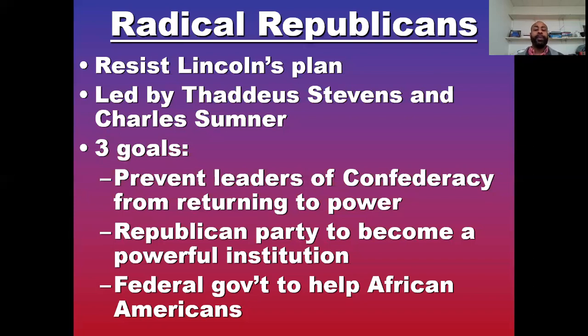Number 2, the Republican Party is to become a powerful institution like it is now. The Republican Party will dominate politics. We're going to do it the Republican way. No more Democrats. They're going to put down Democrats once and for all. And then finally, number 3, the federal government is to lend aid to the new freedmen.